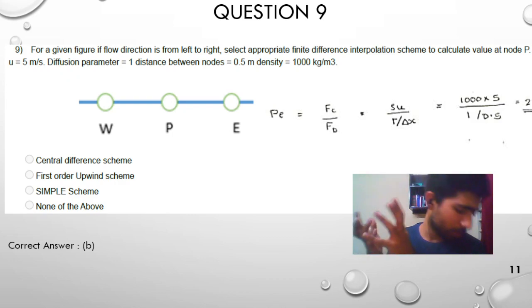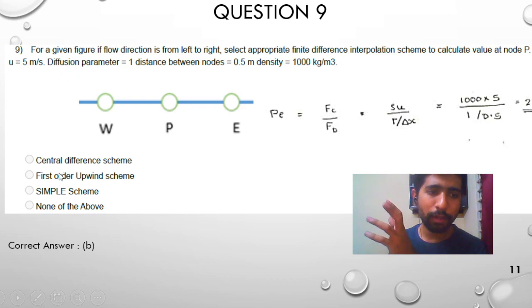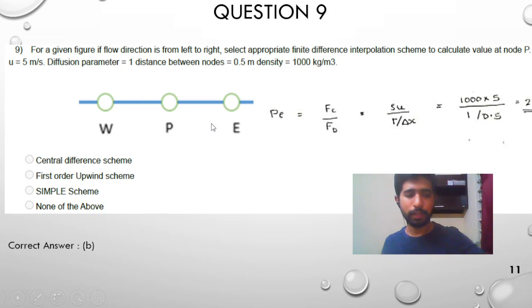If it is from, say, right to left, then we will still be using the first order upwind, but when we calculate phi at the east face, the upstream would be phi at capital E. If the direction is from left to right and I am calculating phi at the east face, then upstream will be P. In the other case, the upstream will be E. Only that will change. Otherwise, the scheme would remain the same.